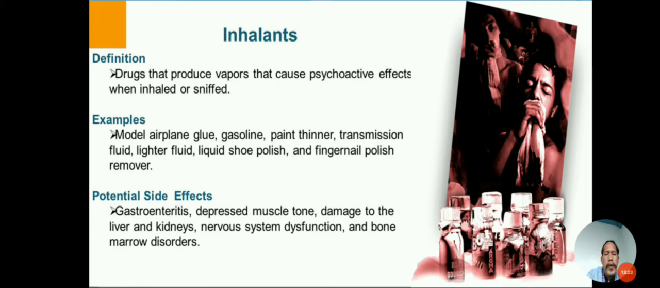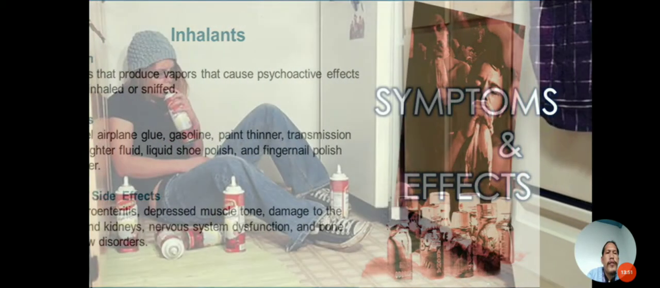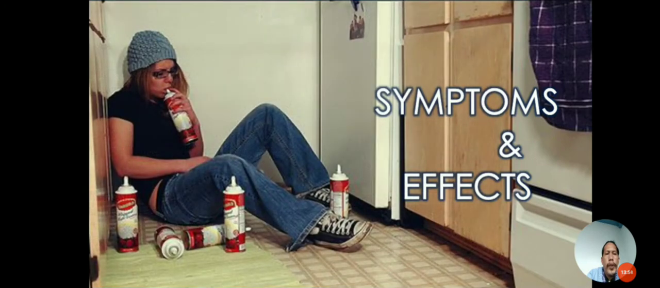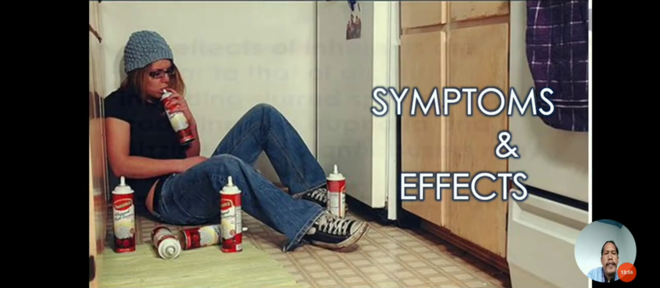Inhalants are also cheaper than other drugs. This is the reason why teenagers commonly use them. Inhalants are very easy to buy since they are used in households, such as glue, paint, and thinner. And inhalants, like other psychoactive drugs, give off chemical vapors that can be inhaled into the lungs, which affect the brain's reactions. Now, what are the symptoms and effects of inhalants?